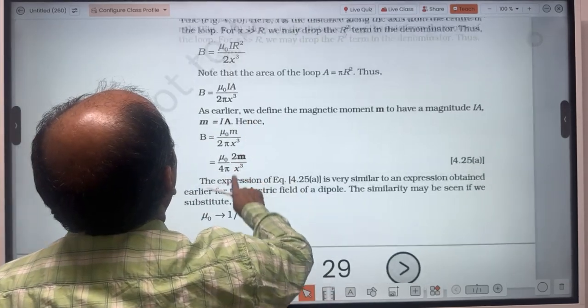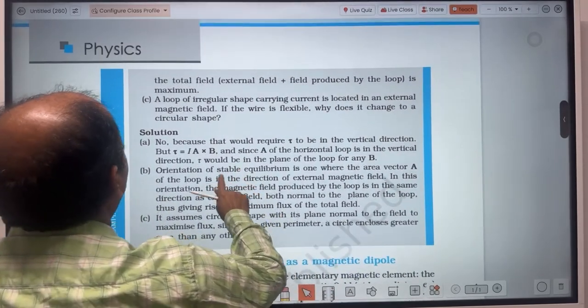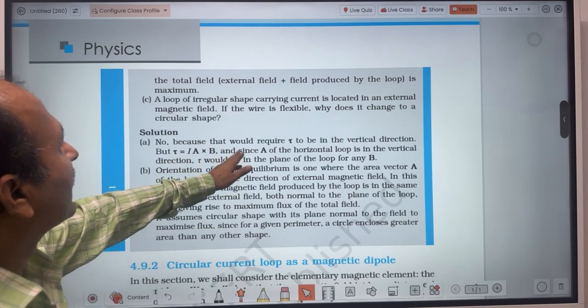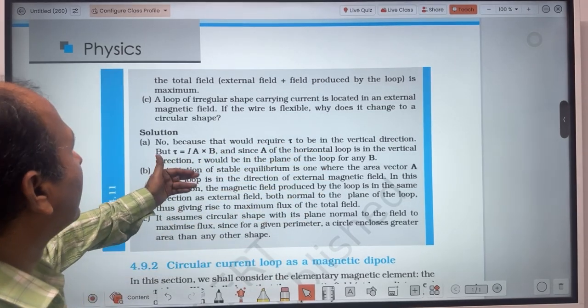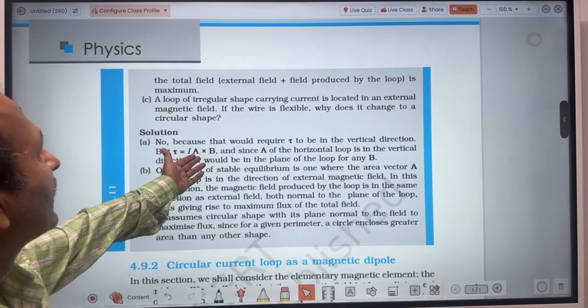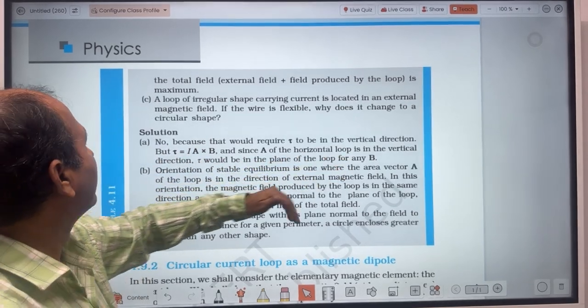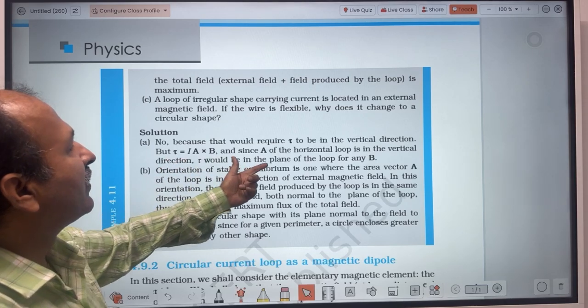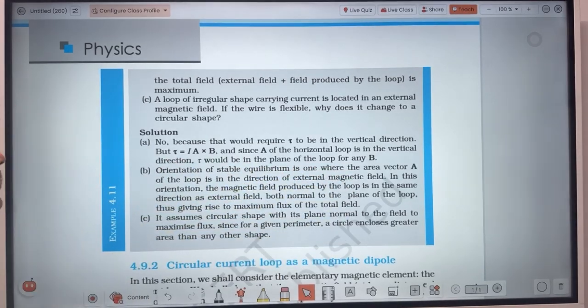The answer to the first question is no, because that would require tau to be in the vertical direction, but tau equal to I A cross B, and since A of the horizontal loop is in the vertical direction, tau would be in the plane of the loop for any B, right? So this first portion is clear.